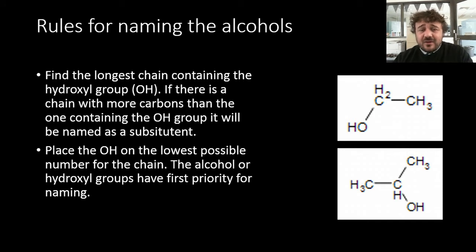We place the OH on the lowest possible number for the chain. So for example, we'd go 1, 2. We could do it the other way, but it doesn't matter. And over here we go 1, 2, 3. If the OH was here instead, it'd still be the 1. If the OH was over here, the 1 would be on that side, so we would have to number backwards to that. The OH gets the first priority in the naming.